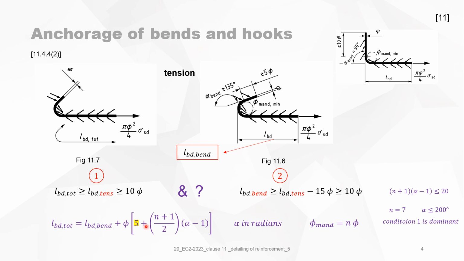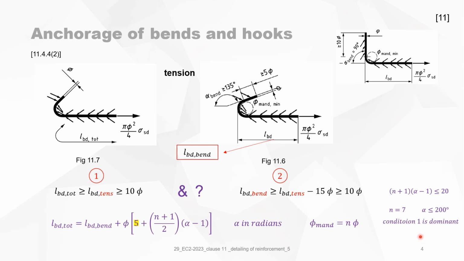With this formula you can easily see that if n plus 1 times alpha minus 1 is smaller than 20, for n equals 7, alpha must be smaller than 200 degrees, and then condition 1 is dominant. So for this, condition 1 is dominant. That means that this is the dominant factor. So why introduce condition 2? Because condition 1 is always dominant for n equals 7, or you can say that it is dominant for the minimum mandrel diameter.